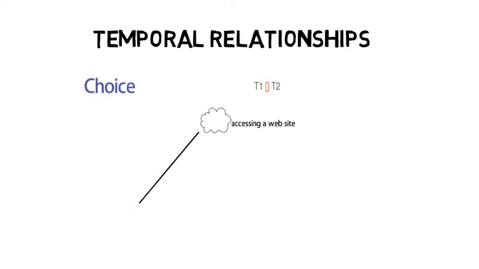Another type of relationship is the choice between two tasks or more, but once one has started, the other one is no longer enabled. For example, when accessing a website, it is possible either to browse or to access some detailed information.